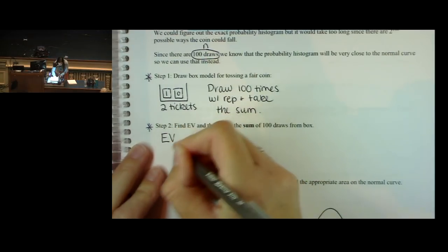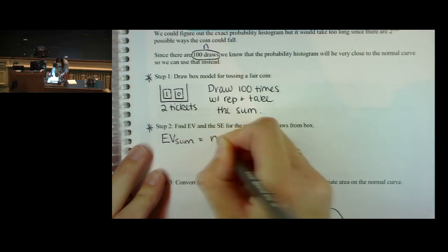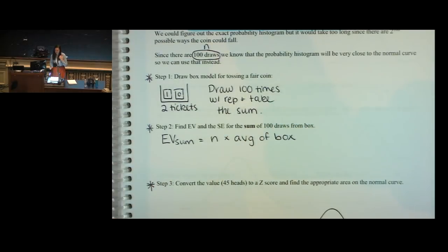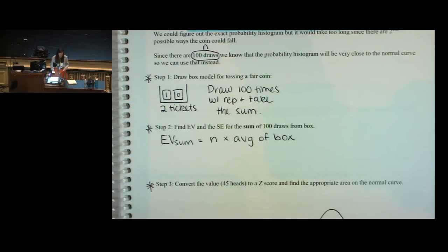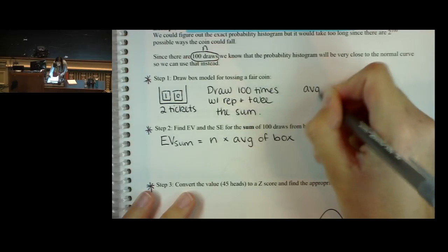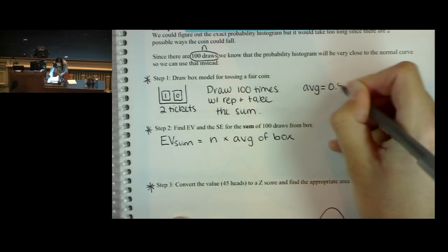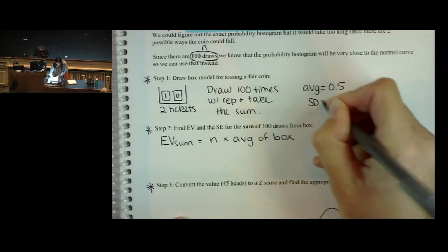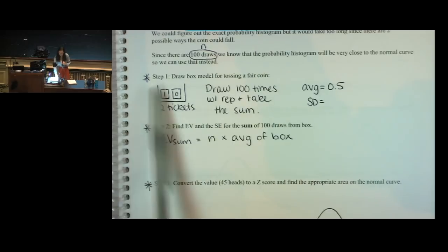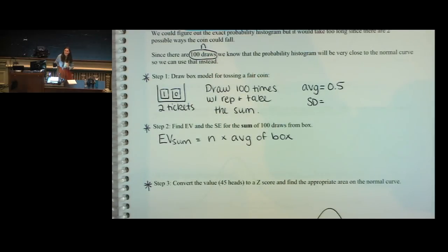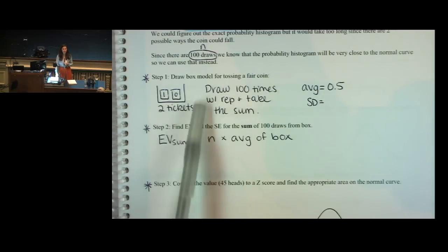So the expected value of the sum is n times the average of the box. All right, and that's why it's nice to draw your box, because then you can easily find the average. I know the average up here is just 1 plus 0 divided by 2, right? 0.5. And then I'm going to need the SD too. Do you guys know what the SD is? SD of this box? Anyone? 0.5. I hear some people saying it. Yeah, it should be 0.5, half ones, half zeros.